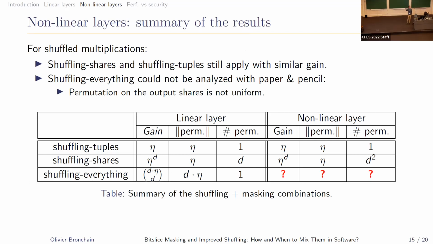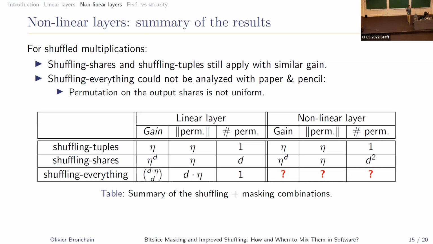So essentially, what I explained for linear layers applies for nonlinear layers, especially it applies for shuffling shares and shuffling tuples, and you get a similar gain. So shuffling the tuples for nonlinear layers, you get a gain eta, and for shuffling the shares, you get the same here. We were not able to extend the shuffling everything methodology, the one by Rivain et al., to nonlinear layers, essentially because the permutation at the output of a masked and shuffled ISW is not uniform if you draw a too large permutation. And all the paper and pencil approaches require a uniform permutation.